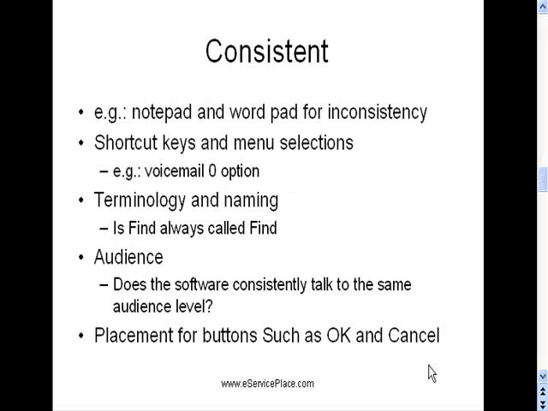Another characteristic is consistency. The UI should be consistent throughout. As an example of inconsistency, we can look at Notepad and WordPad. In the old Windows, the find or search functionality in Notepad and WordPad was accessed in different ways. In Notepad, it was accessed through a search menu. In WordPad, it was accessed through the edit menu. But they have corrected this now, and in recent Windows applications, both are consistent.